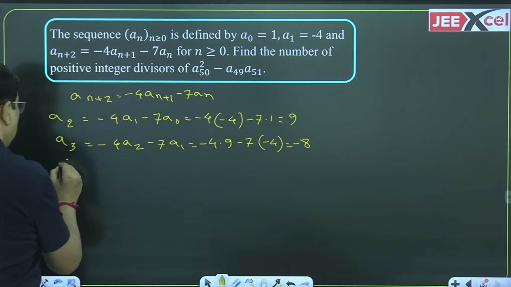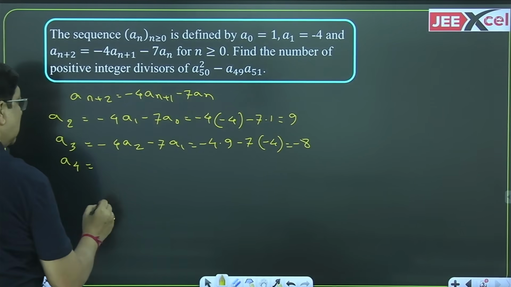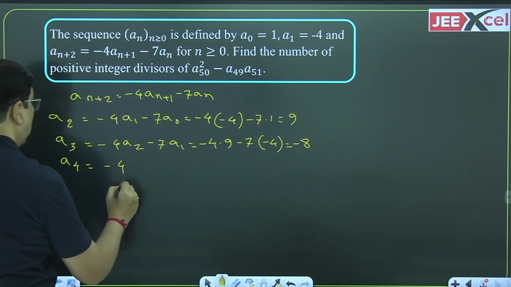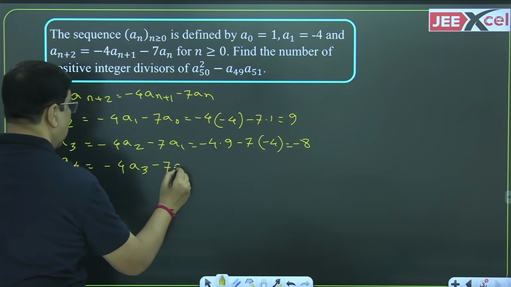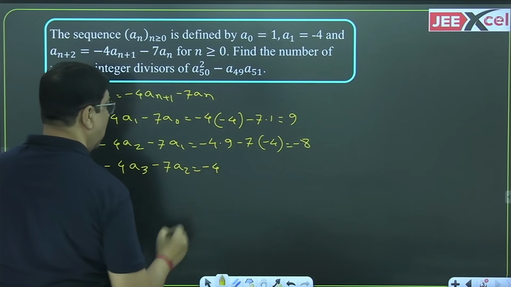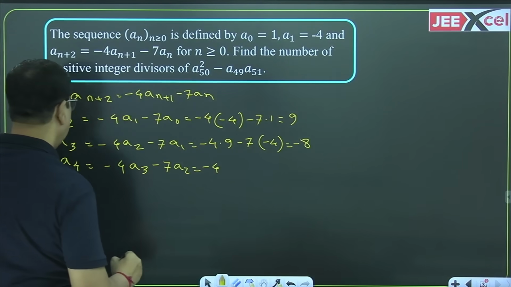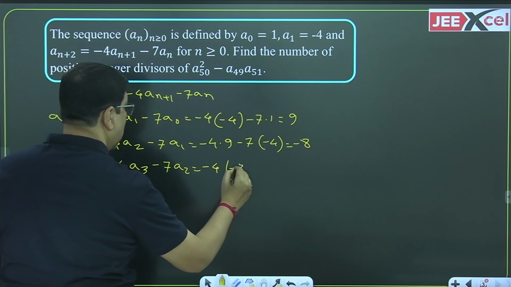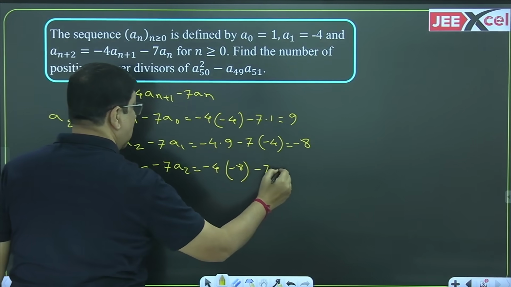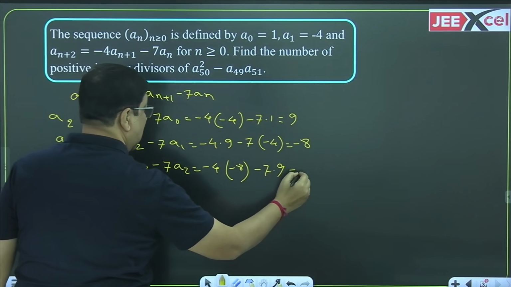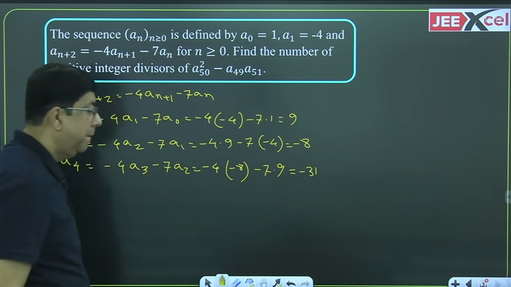So what is coming? Minus 36 plus 28, that is coming minus 8. Now we'll try to get a4. a4 is coming what? Minus 4 a3 minus 7 a2. Here a3 we got already, and for minus 7 a2 we already got a2 as 9. What is coming here? That is minus 31.